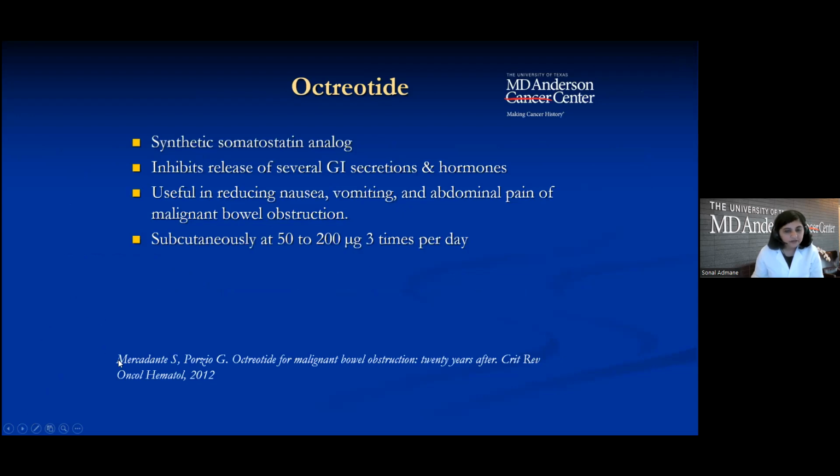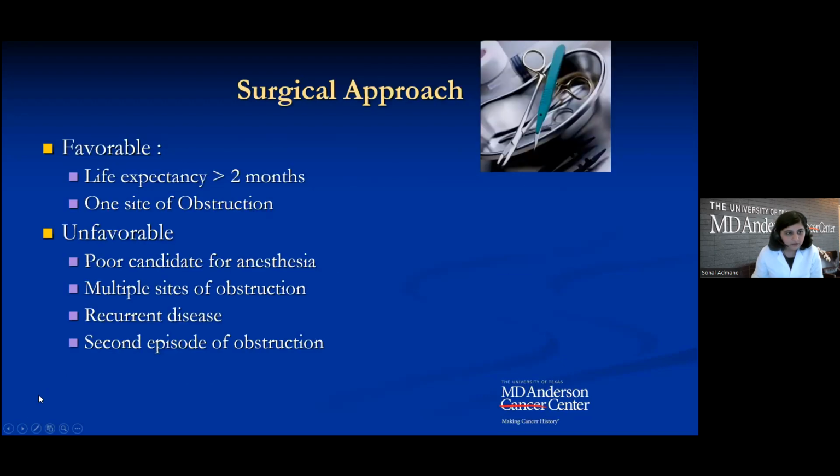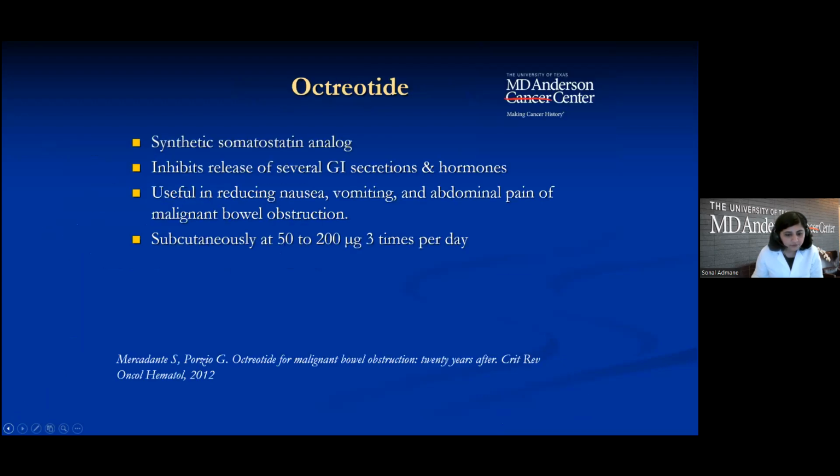So some more facts about octreotide. It can be given subcutaneously. Usually we use it in the doses of 50 to 200 micrograms 3 times per day, and usually has significant improvement in symptoms within 24 to 48 hours.